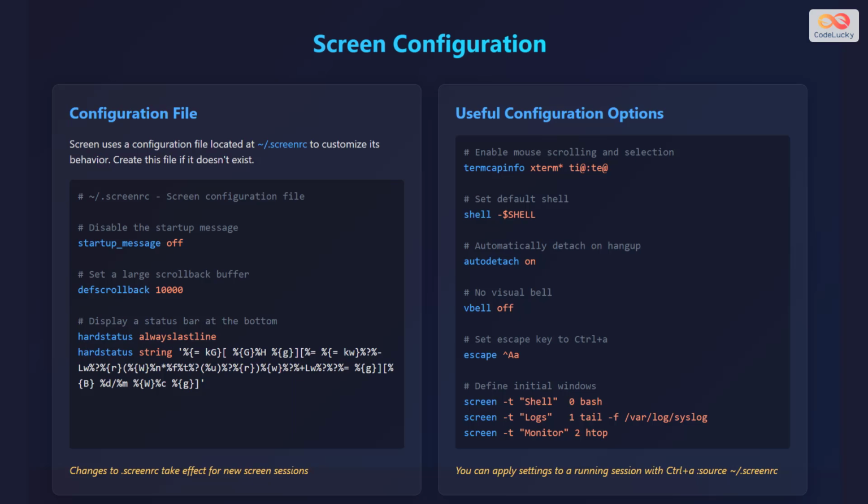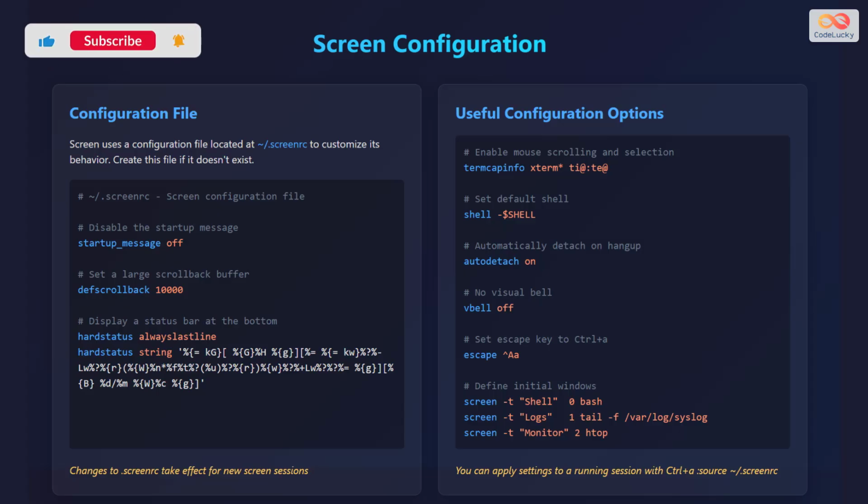You can customize the screen command's behavior using a configuration file located at ~/.screenrc. If this file doesn't exist, you can create it. Here are some useful configuration options. To disable the startup message, add the line startup_message off. To set a larger scrollback buffer, use the line defscrollback followed by the number of lines you want to buffer. To display a status bar at the bottom of the screen, add the lines hardstatus alwayslastline and hardstatus string. The string value defines what will be shown in the status bar, including the host name, window numbers, and current time.